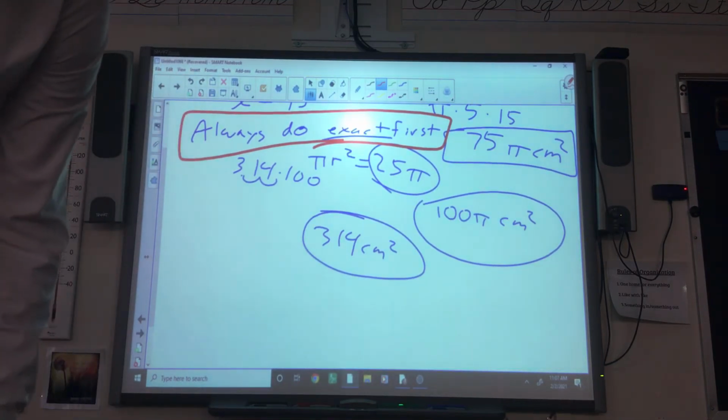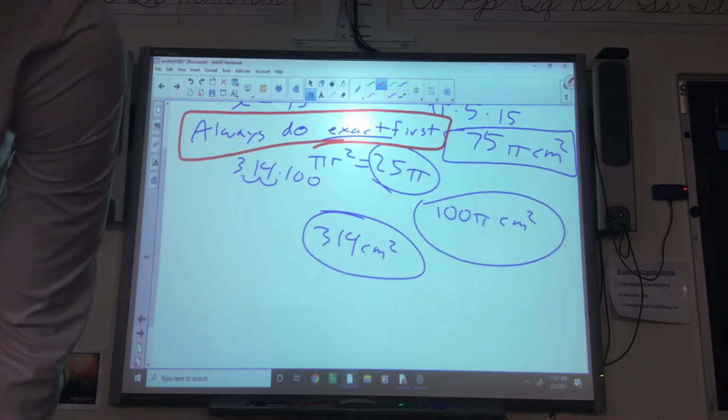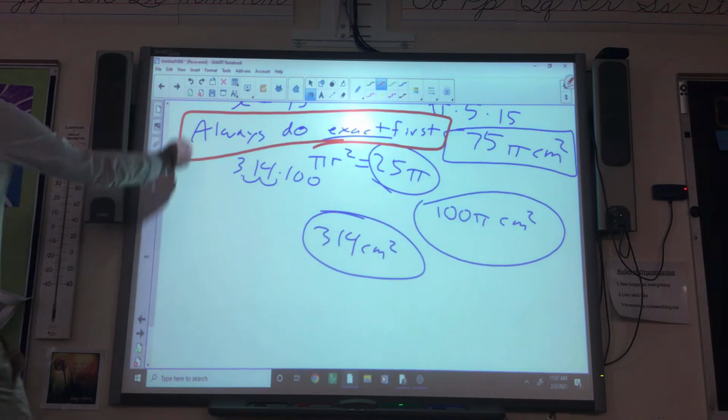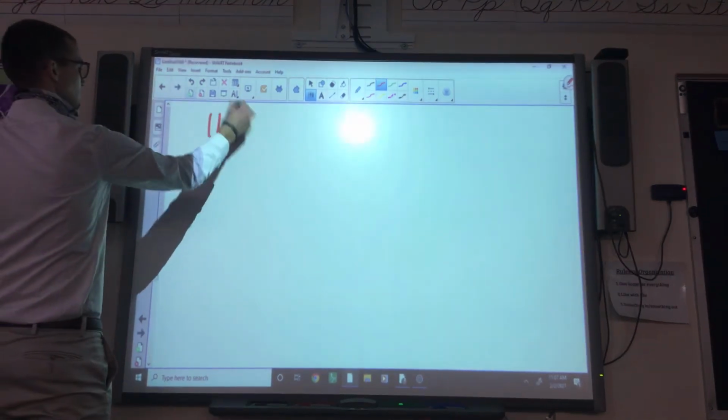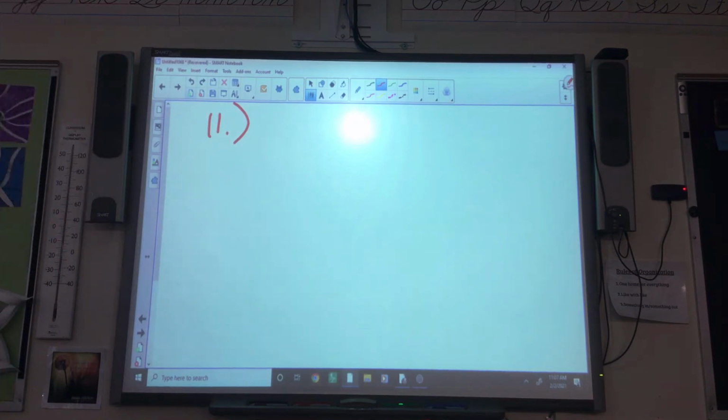All right, let's do, well, that's pretty similar. Let's do 11. Gotta practice 11. If you get done with 11, you can go back and do number 10.